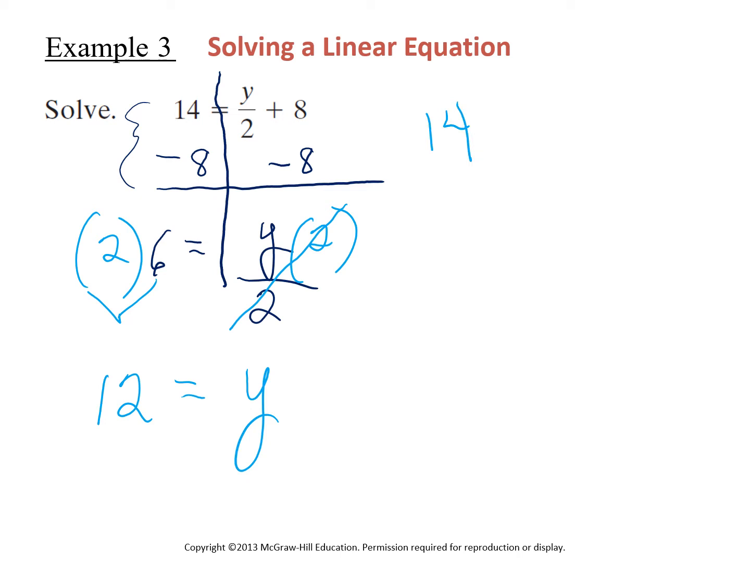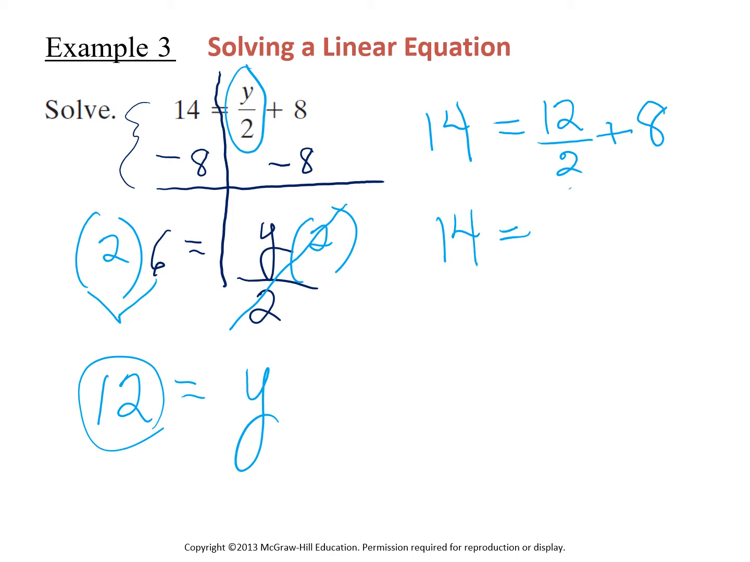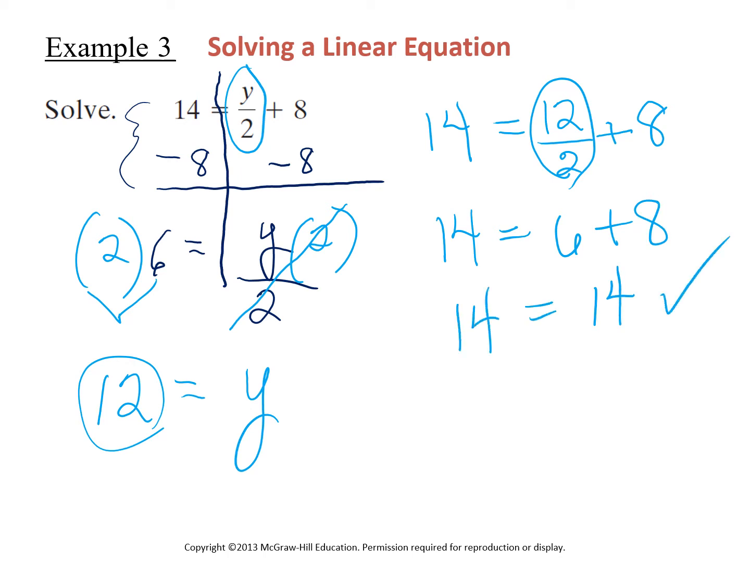So 14 equals y over 2, so that's going to be 12 over 2 when I substitute my solution in for y. So 12 divided by 2 is 6. 6 plus 8 is 14. And it checks.